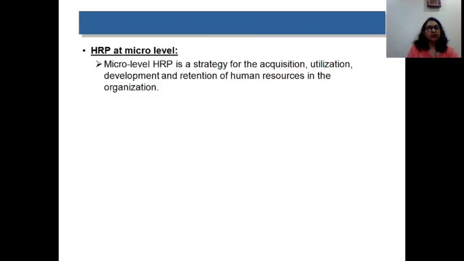So at the micro level, human resource planning involves the strategy for acquisition, utilization, development, and retention of human resources at the organization level. So this we have already discussed, that at the organization level, what all the organizations need to do in order to have the adequate number and the type of people that they require to achieve the organization's needs.